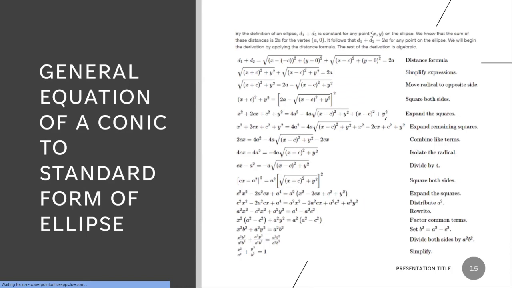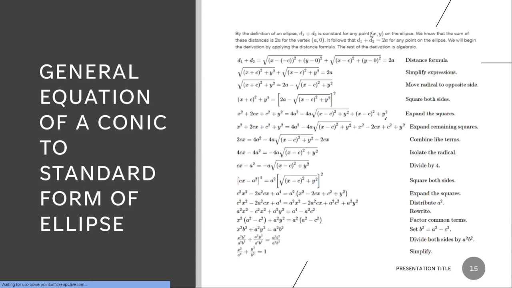So Clarence just talked about how the sum of the distances from the foci to a point on the ellipse will always be equal to 2a. And we can use that to discuss how to find the standard form equation of an ellipse. So we can use the distance formula. The distance from one focus to P, as well as the distance from the second focus to P, would be equal to 2a.